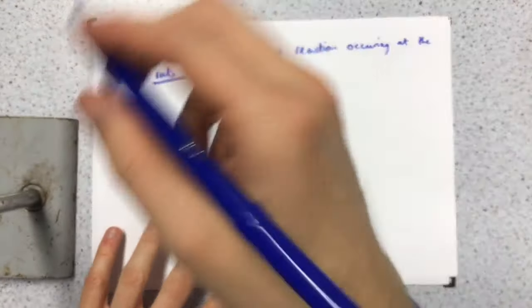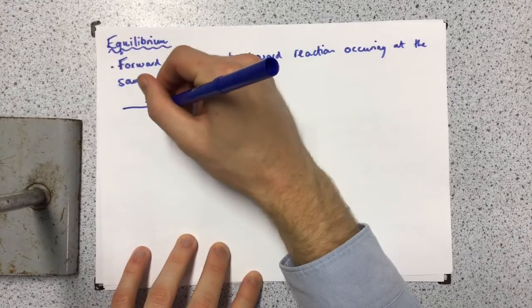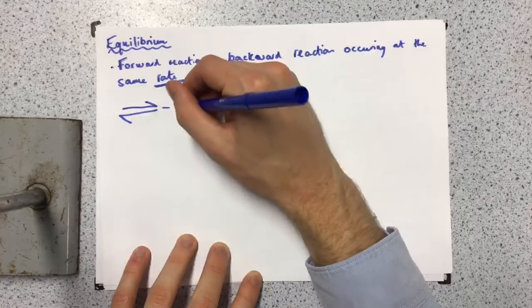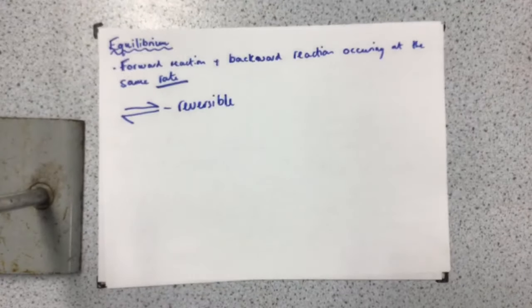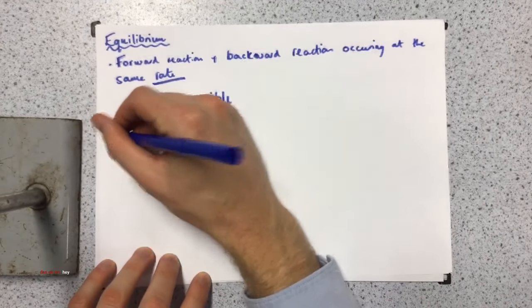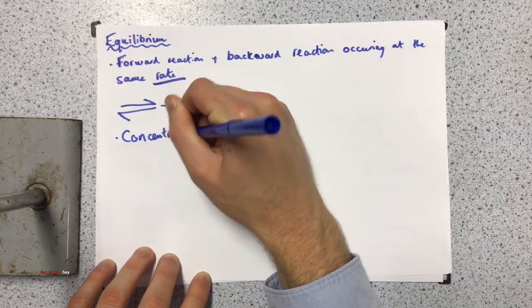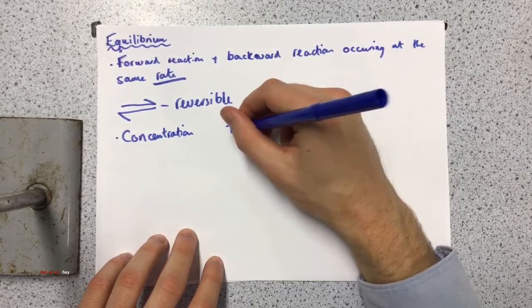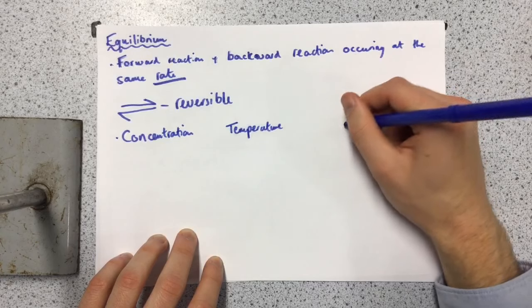Now you know that if it's an equilibrium based question, it's going to give you a symbol like this in the reaction, and that is the symbol for a reversible reaction. So it means that it is reversible because it can go forwards, it can go backwards. Now there are three ways really that you can affect equilibrium. So you've got concentration, you've got temperature, and there's also pressure.